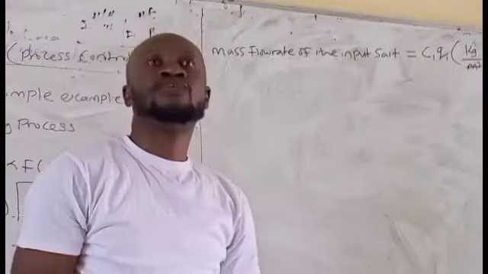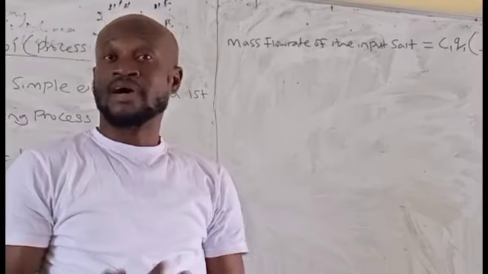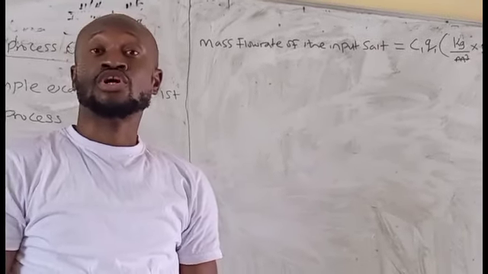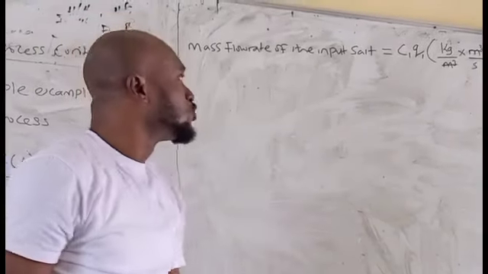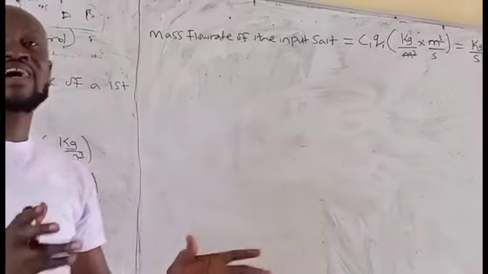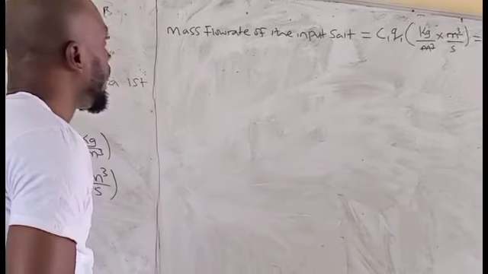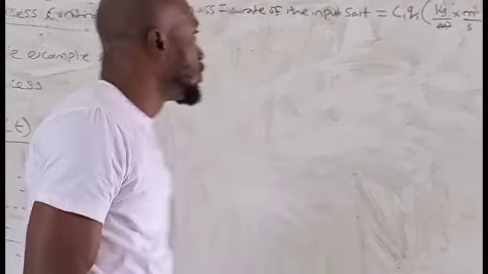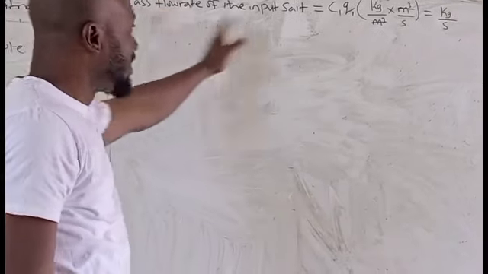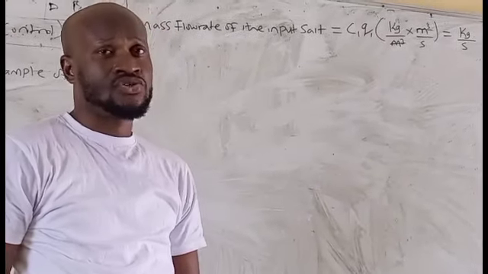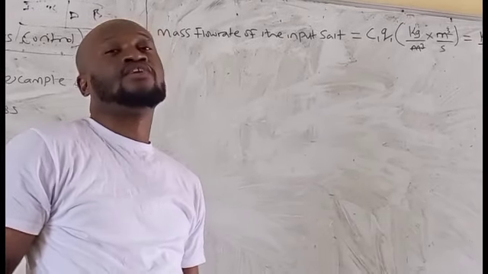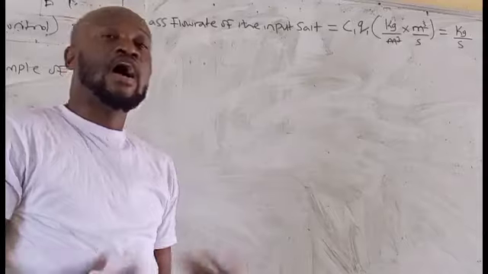So you should also take note of the units of mass flow rate, volumetric flow rate, and molar flow rate. These three have different units. The one for volumetric flow rate is here on the board, meter cube per second. The mass flow rate is in kilogram per second. The molar flow rate is in kilomole or mole per second, or you can say mole per hour.